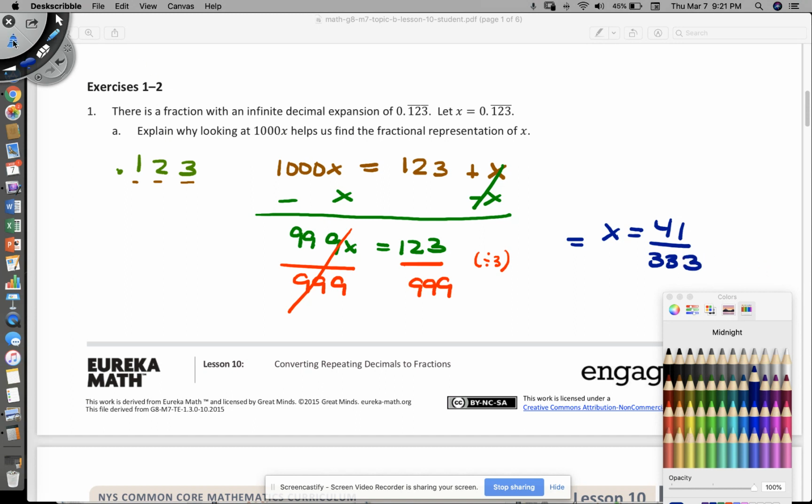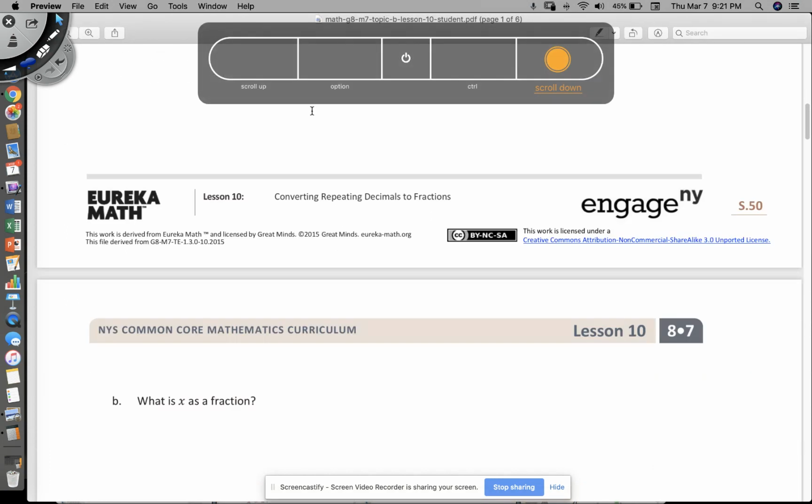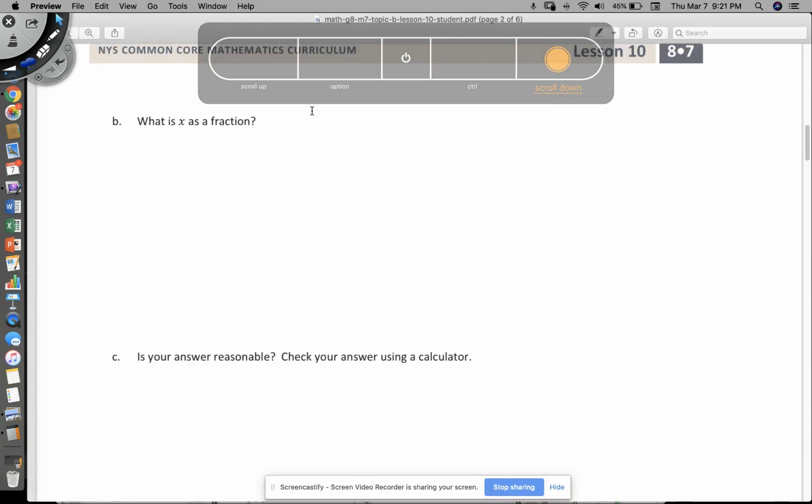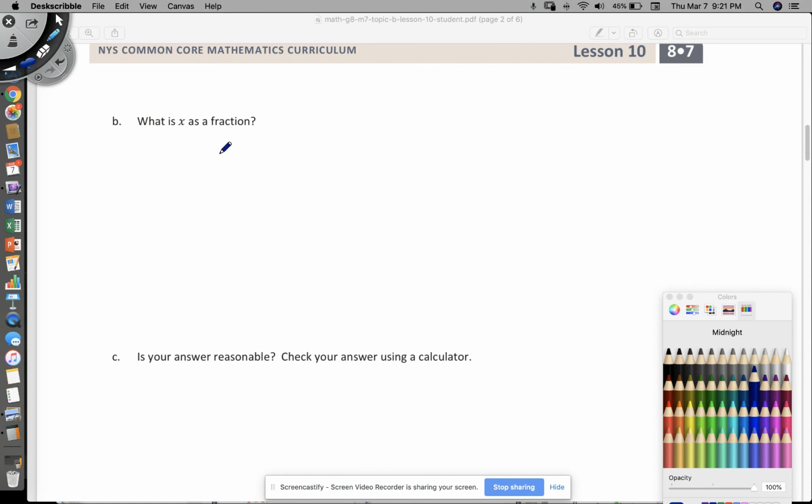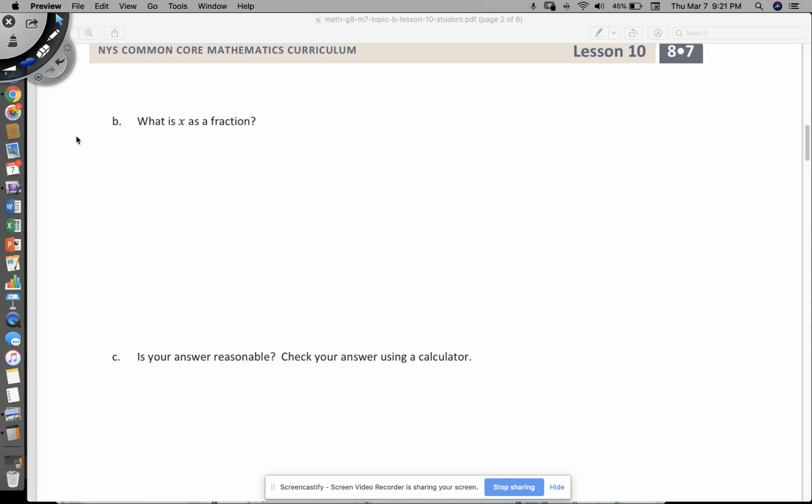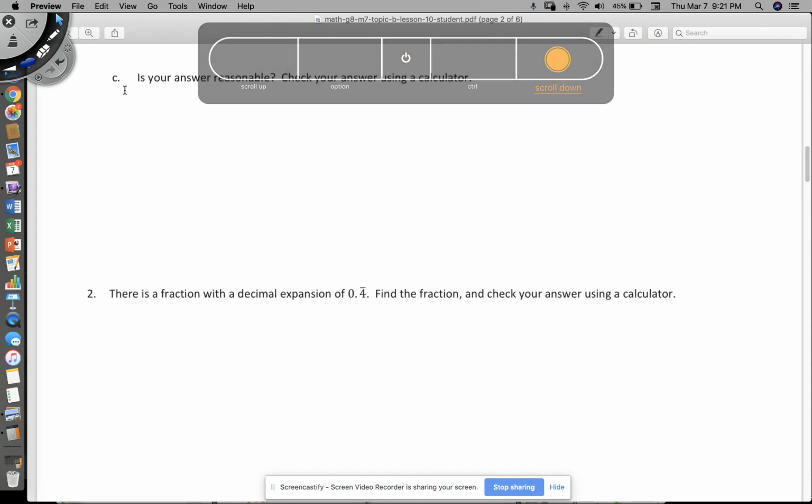So B is asking us, what was our fraction? What was our final fraction of that repeat decimal? So we're going to say 41 over 333. Now, the question here, C, is asking, is it reasonable? Can you check it with a calculator?